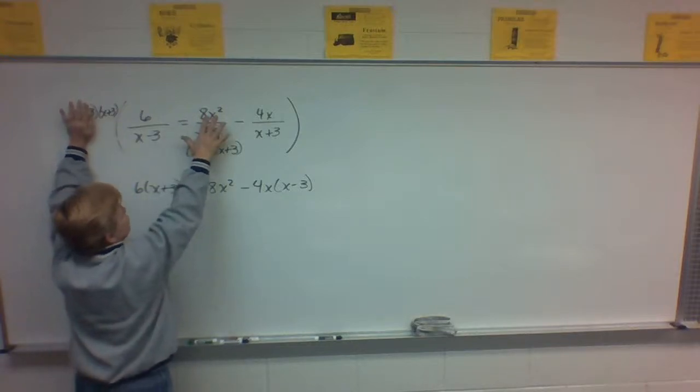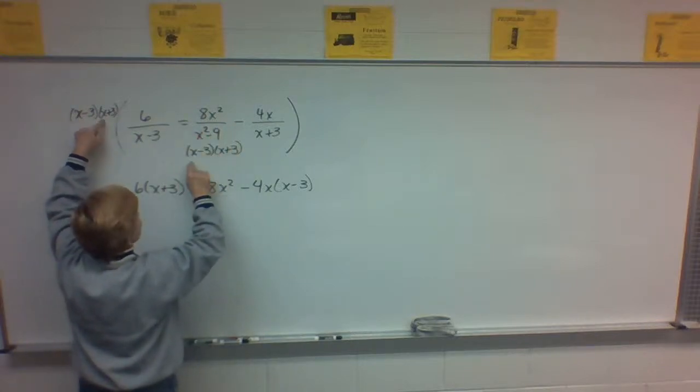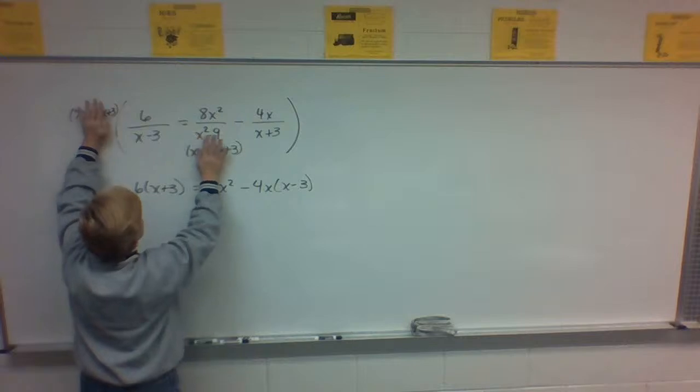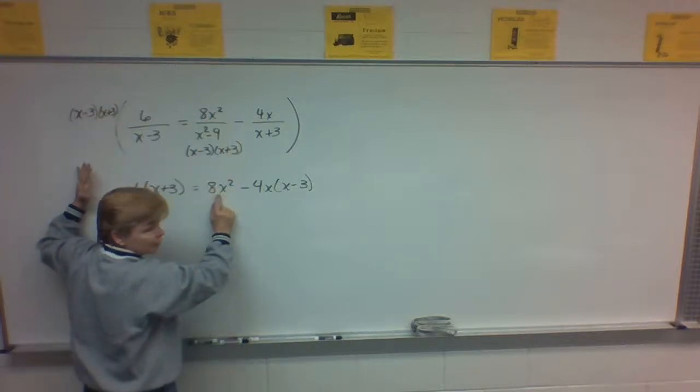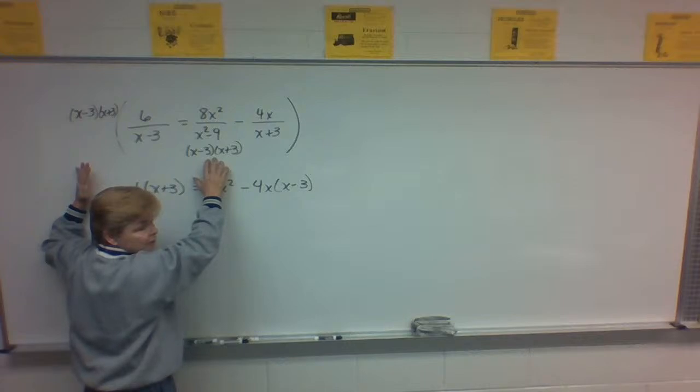And then if I go over here to this one, because every term is going to get hit, I'm going to multiply this term by these 2 things, and they both cancel. I lose the x minus 3s and the x plus 3s, and I'm left with just 8x squared, because they both canceled out in this term. Okay. You see what I'm saying?